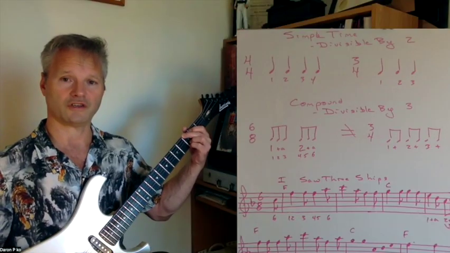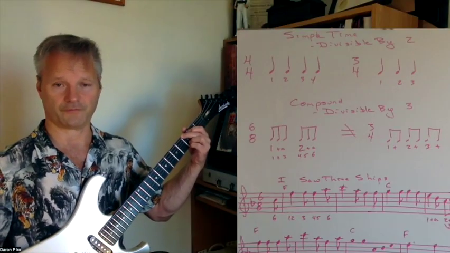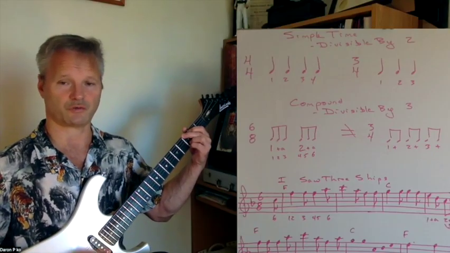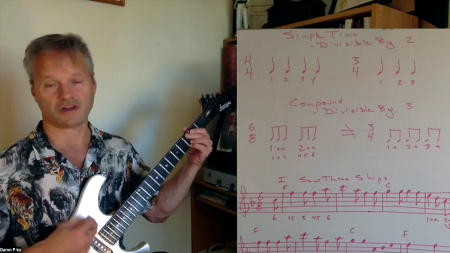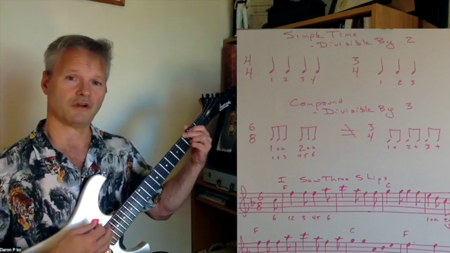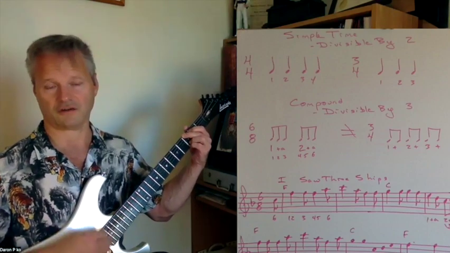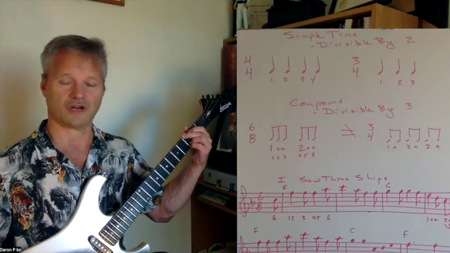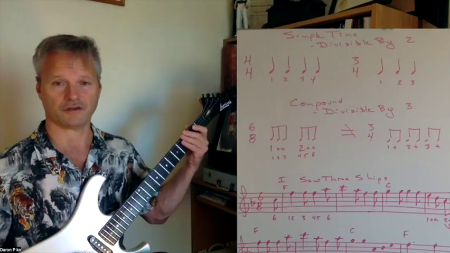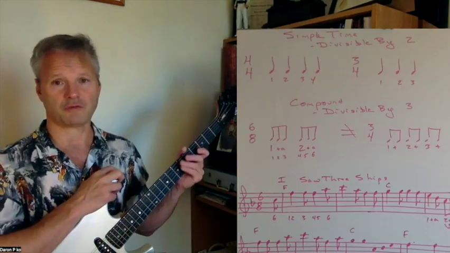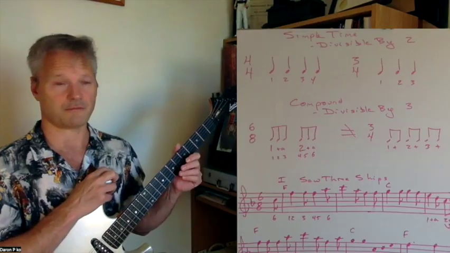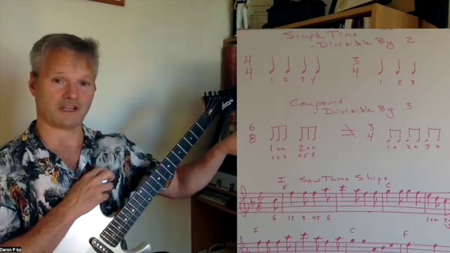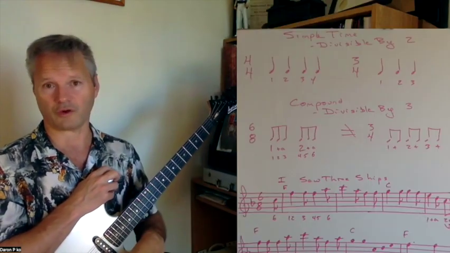So it's 1, 2, 3, 1, 2, 3. Or rather, 1, 2, 3, 4, 5, 6. Or the way I'd rather count it most of the time, 1 and a 2 and a. So for my purposes, compound time is actually triplet time. Anything where that pulse is divided into 3 equal ones. That could be 6/8, 9/8, or 12/8.